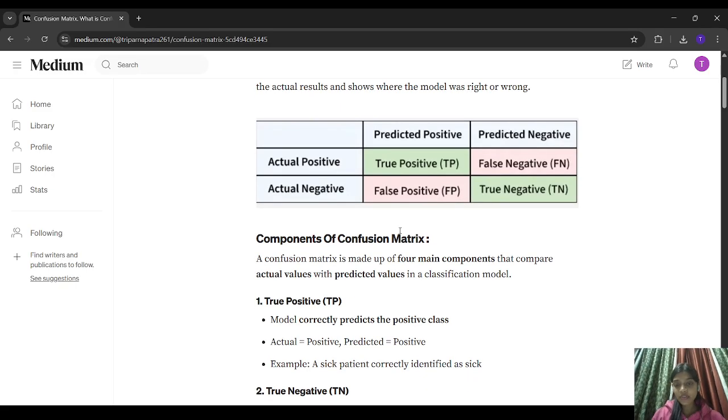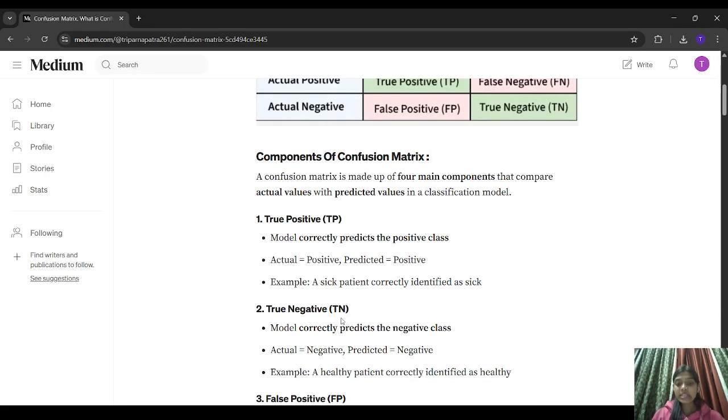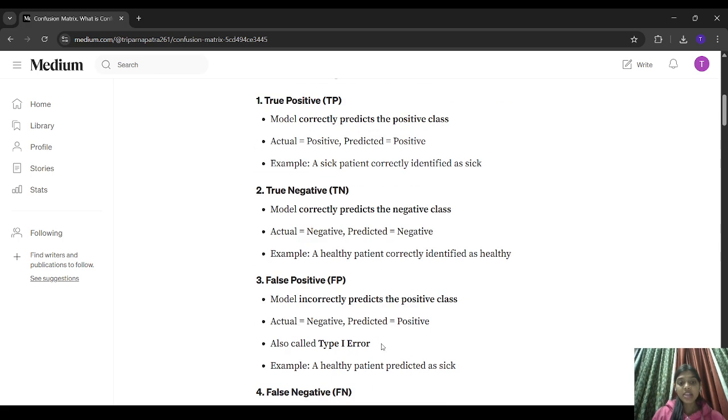What are the components of the confusion matrix? It consists of four main components. The first is true positive: the model correctly predicts the positive class, so actual is positive and predicted is also positive. Then comes true negative: the model correctly predicts the negative class, actual is negative and predicted is also negative. Then comes false positive: the model incorrectly predicts the positive class, actual is negative and predicted is positive. It is also called a type 1 error.